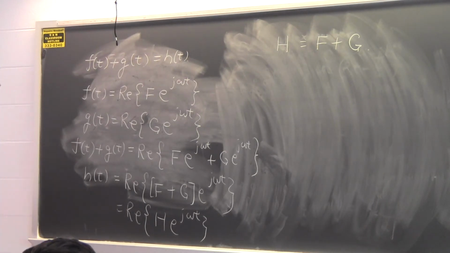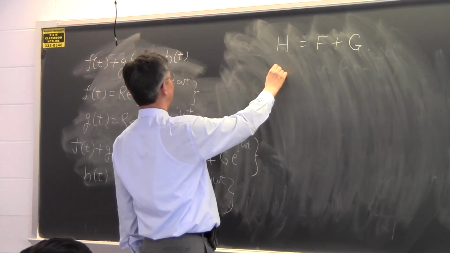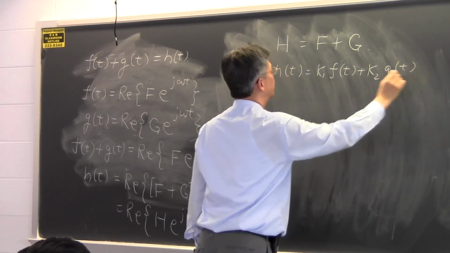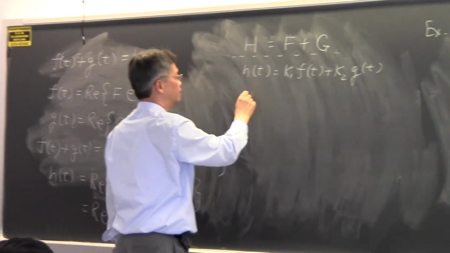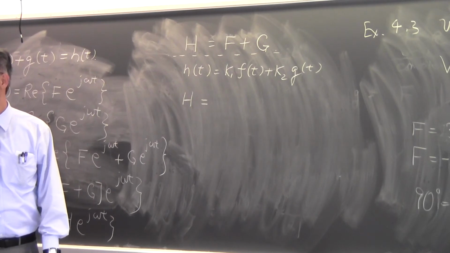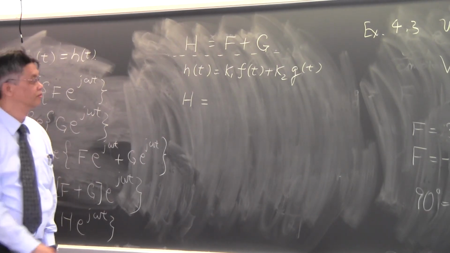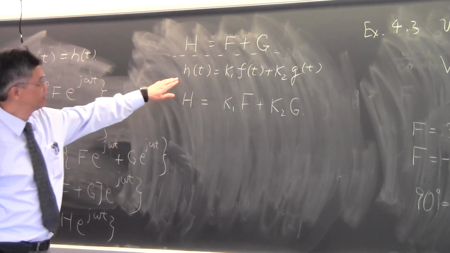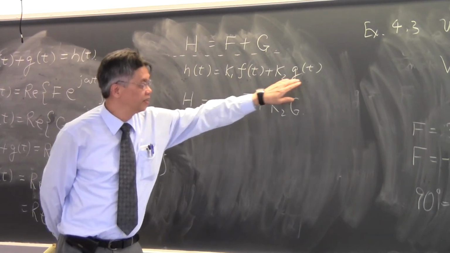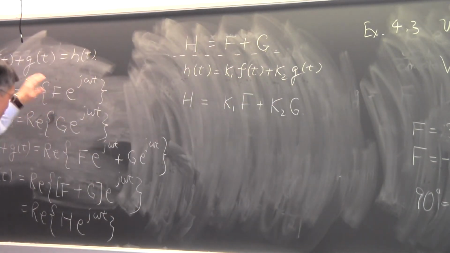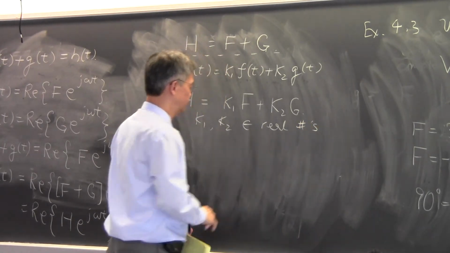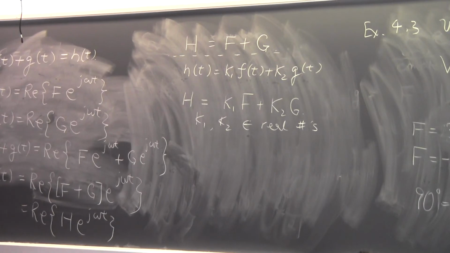But I can generalize this to something more and say that if I have, say, h(t) is equal to K1 f(t) plus K2 g(t), then what is capital H? This is slightly different now. Capital H would be equal to K1 F plus K2 G. As simple as that. Here I'm assuming that F is real, G is real, K1 and K2 are real. And if you go through the math again, you get exactly that. It's just the principle of linear superposition. K1, K2 are real numbers, where this means a member of the real numbers.